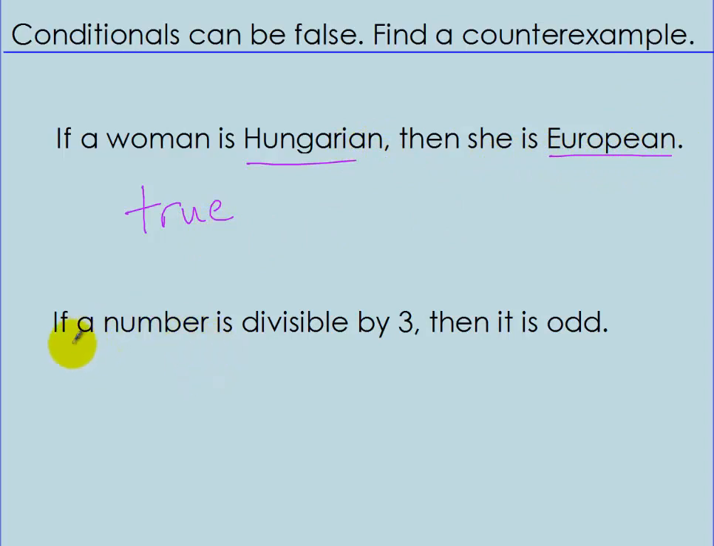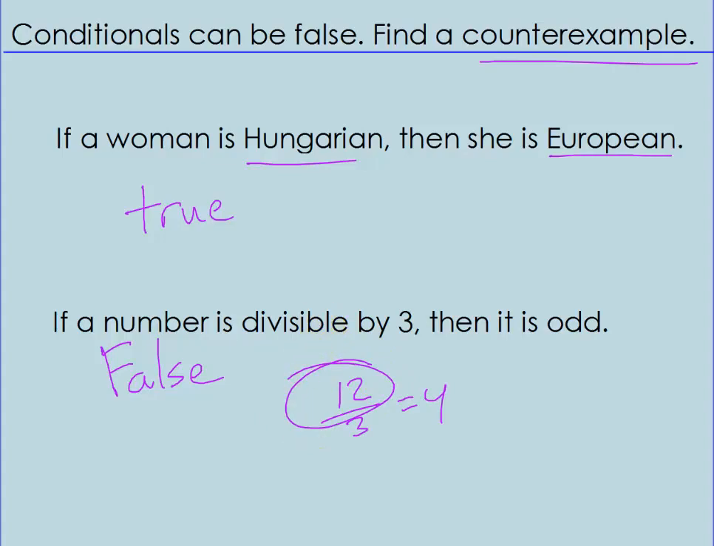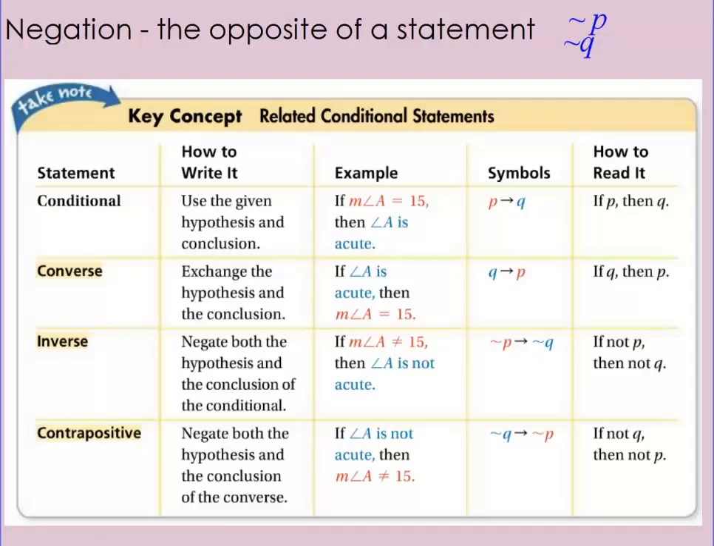Let's look at the next one. If a number is divisible by 3, then it is odd. Now, this one is definitely false. So it is false, so we want to get a counterexample. If a number is divisible by 3, then it is odd. Well, 12 is divisible by 3, because 12 divided by 3 is 4, but 12 is definitely not odd. So that's one example.